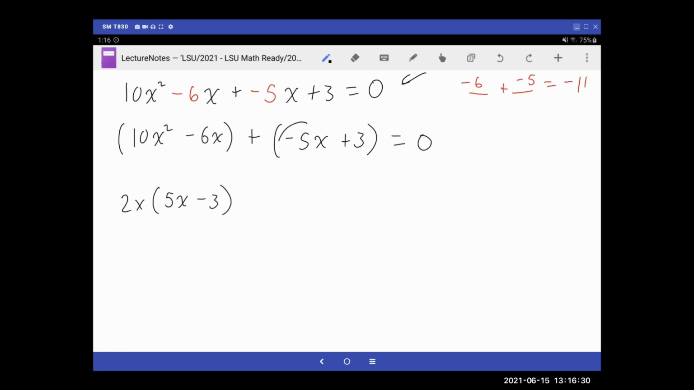Okay, so now here, this set of parentheses, we want to look like this one, but it doesn't. It's close though, right? The only thing different is the signs are wrong. And so if that happens, just factor out a negative, like literally factor out the negative, because that's an understood -1. And -1 times a positive 5x would give you a -5x. And -1 times a -3 would give you a +3. So factoring out the negative will just flip the signs for you.